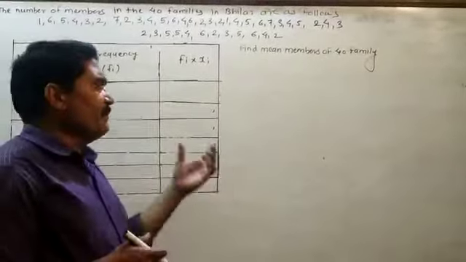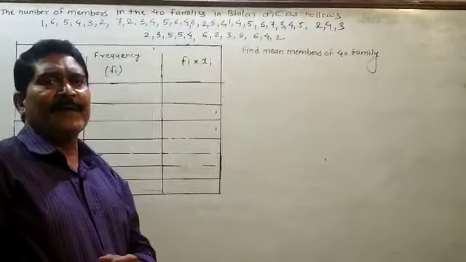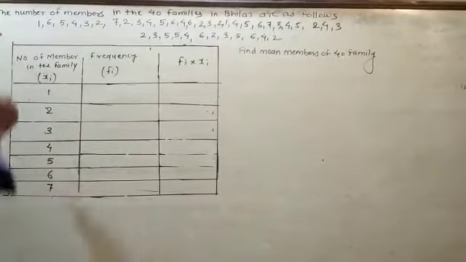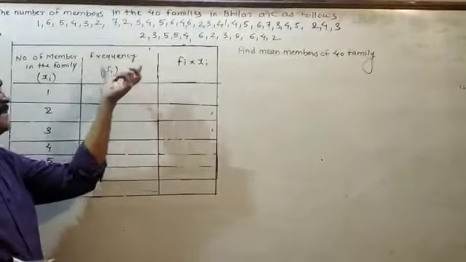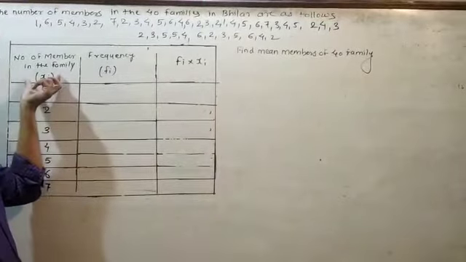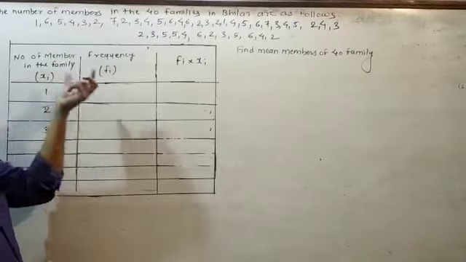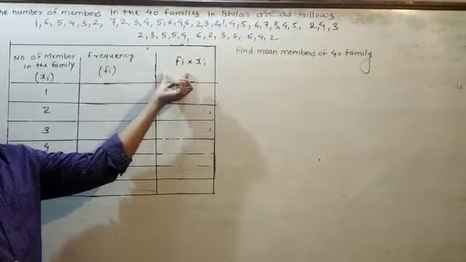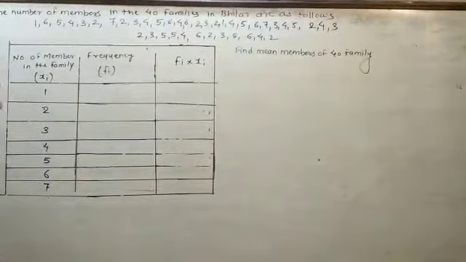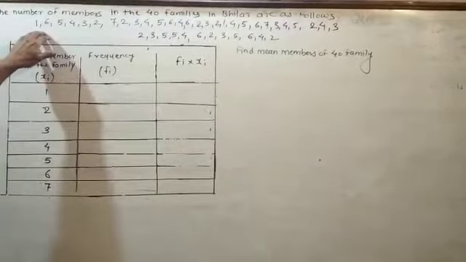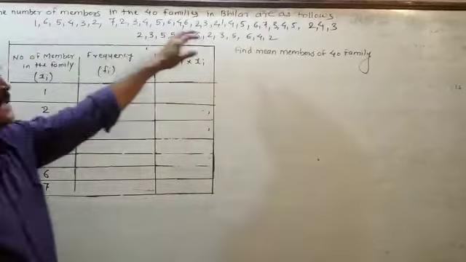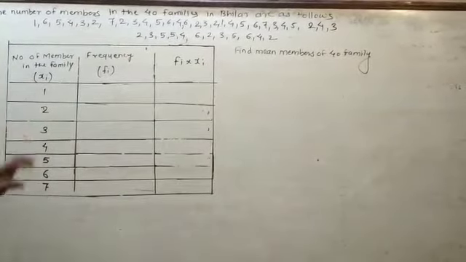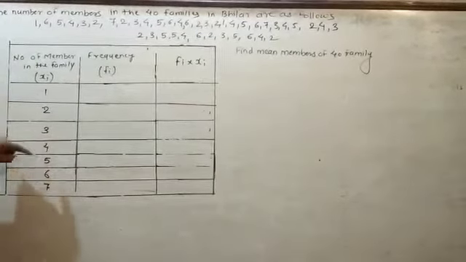So you have to prepare the frequency distribution table and find the mean. I prepared the frequency distribution table like this. Number of members in the family I will write as xi, frequency I will write as fi, and you have to find fi into xi, the product of fi and xi. In the data the number of members is minimum 1 and maximum 7, like this 1, 2, 3, 4, 5, 6.